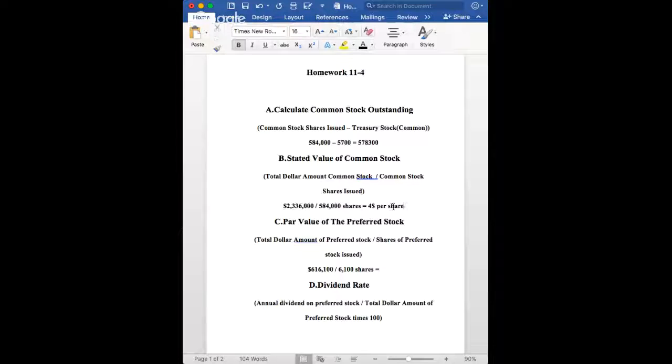which equals $4 per share. Next, we have the par value of the preferred stock. The way we calculate par value of the preferred stock is we take the total dollar amount of the preferred stock divided by the shares of preferred stock issued. It's similar to the way above, except you're doing it with preferred stock this time. So 616,100 divided by 6,100 shares gives us $101 per share.